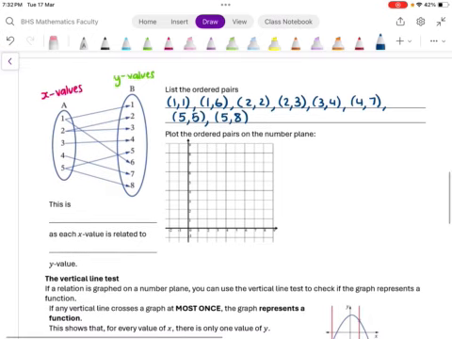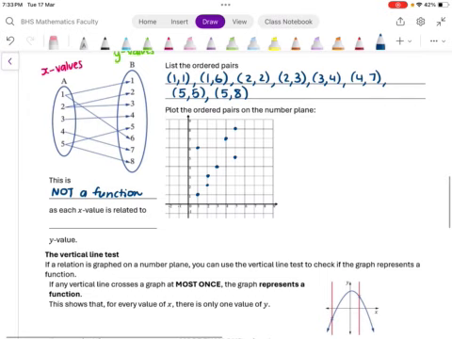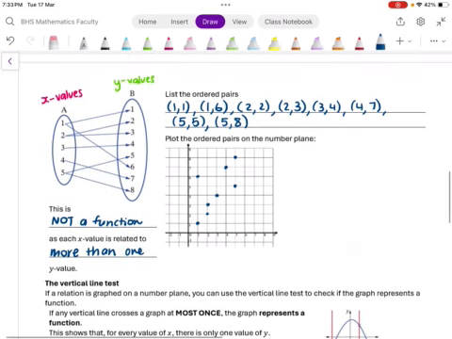Now we can plot the ordered pairs on the number plane. So we have (1, 1), (1, 6), (2, 2), (2, 3), (3, 4), (4, 7), (5, 5), and (5, 8). Now, this is not a function because each x value is related to more than one y value. So this is just a relation, when it's not a function.